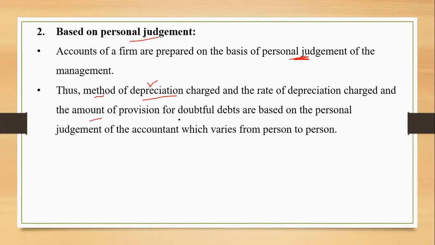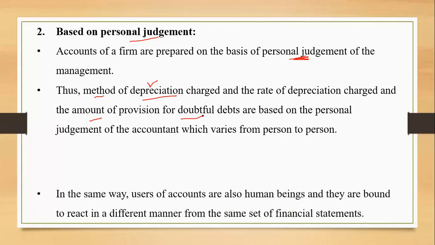Amount of provision for doubtful debts. How much amount should I keep? If I'm having more of the bad debts with me, bad debts means I have some debtors who do not pay me the amount, like every year the case is so. Whereas Ronak has been a very good businessman, he has been taking care of all those things. So Ronak के bad debts नहीं होते हैं या कम होते हैं. So who will keep a provision? I will keep a provision of more amount as compared to Ronak. Again, a personal judgment comes into picture. So wherever the personal judgment comes into picture, it is going to be a limitation of accounting information.